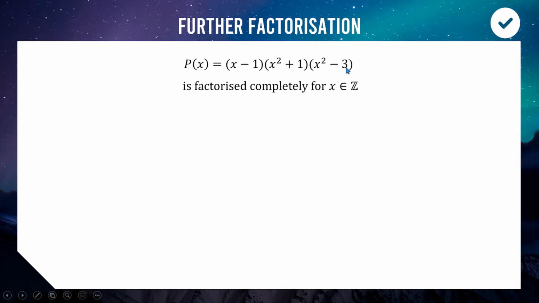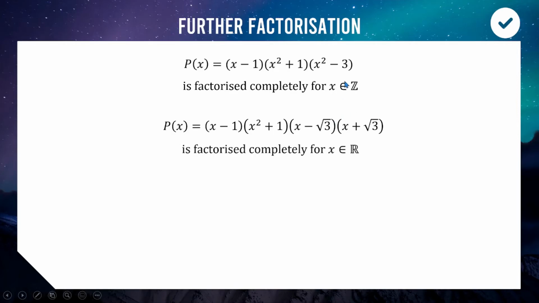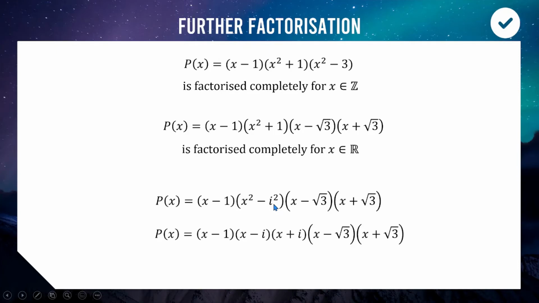However, if we wanted to be a little bit more sneaky, we could think of this x squared take away 3 as a difference of two squares, where we have x squared and we have root 3 squared. So if we wanted to factorize this over the real numbers, we could split it up as a difference of squares, and now we have 4 distinct factors. Now if we want to get really, really fancy, we can think of this x squared plus 1. If we use our extension 2 tricks, we can say, well, 1 is the same thing as negative i squared. So now x squared plus 1 is a difference of two squares, x squared minus i squared, and we can factorize it like this. So here is our polynomial factorized completely over the complex numbers.